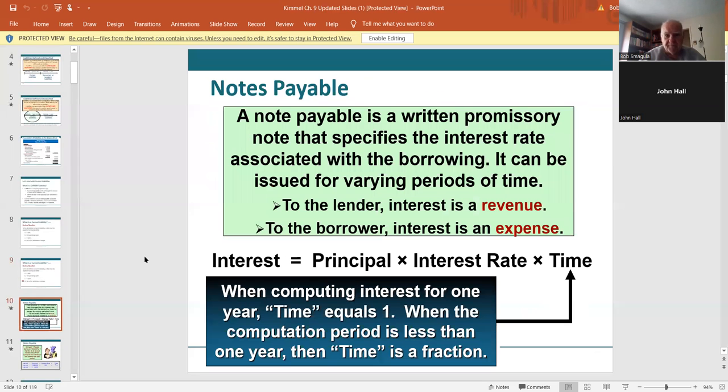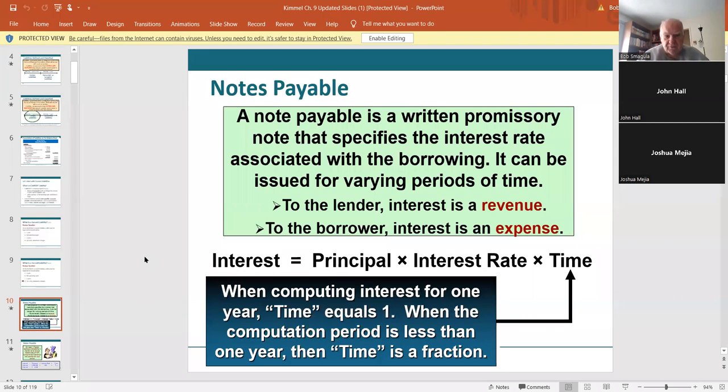1 year current liability. What is a note? A note payable is a written promissory note. It specifies the interest rate. It can be issued for various periods of time. To the lender, interest is a revenue. To the lender, we're going to collect the interest. To the borrower, we're going to pay the interest. So what's a revenue to one party is an expense to the other, okay? And then we have our simple formula here. Interest equals principal times rate times time.